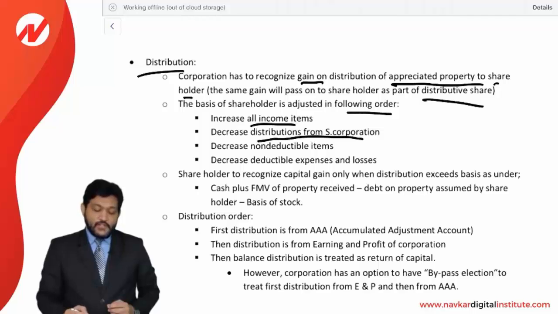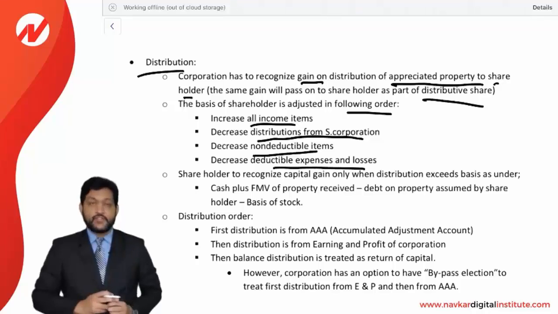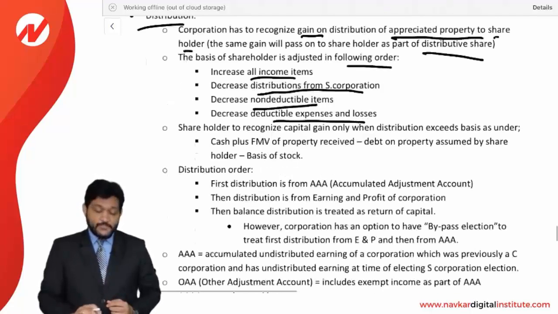Basis of the shareholder is adjusted in the following order: increase all the income items, decrease a distribution from the S corporation, decrease non-deductible items, and then decrease the deductible expenses and losses. So this is the order for adjustment of basis. We have seen the basis formula, but this is going to be the order for adjustment.